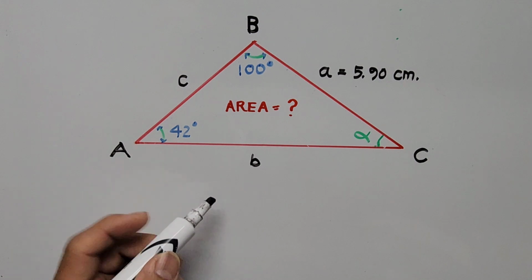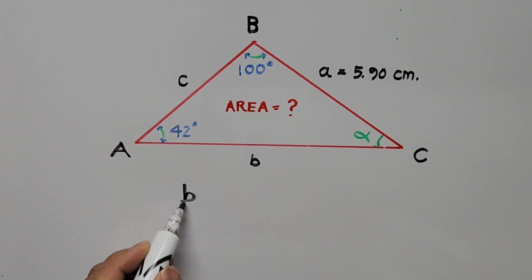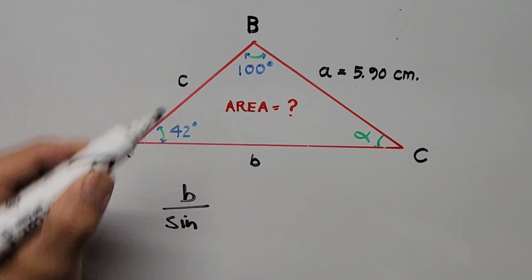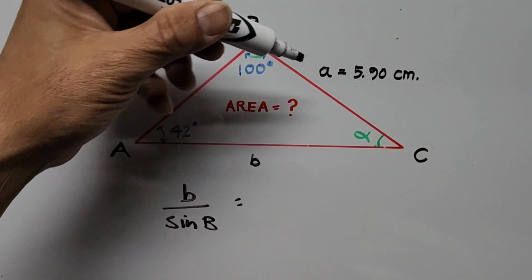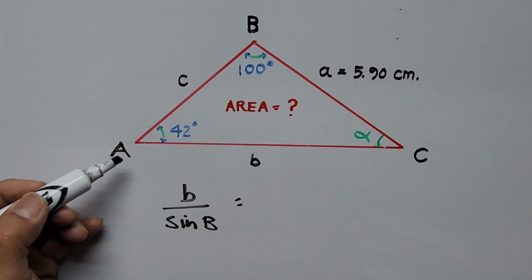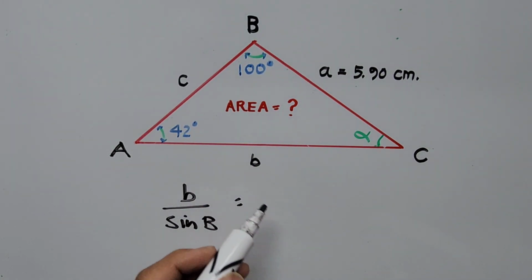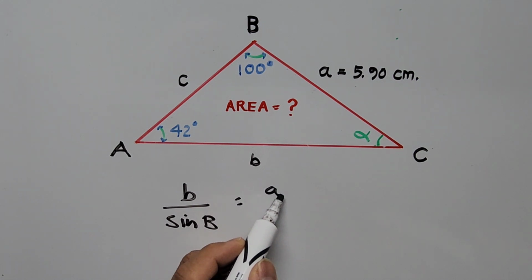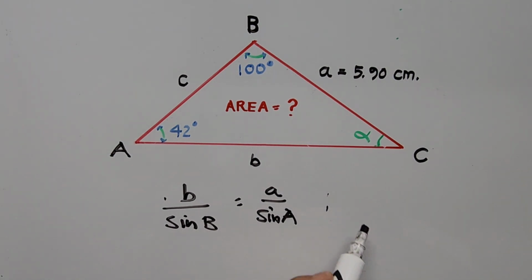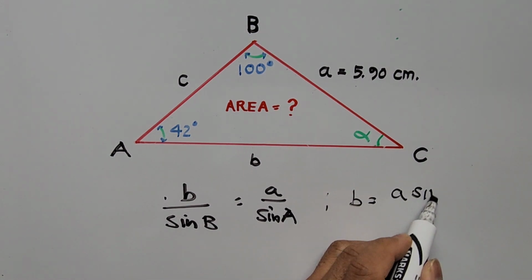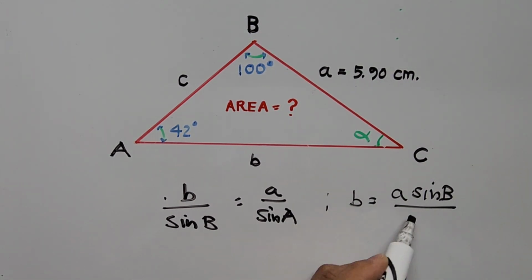So we have the formula: side B divided by sine of angle B is equal to, we have the given side A and angle A, side A divided by sine of angle A. So now, side B is equal to A times sine of B divided by sine of angle A.